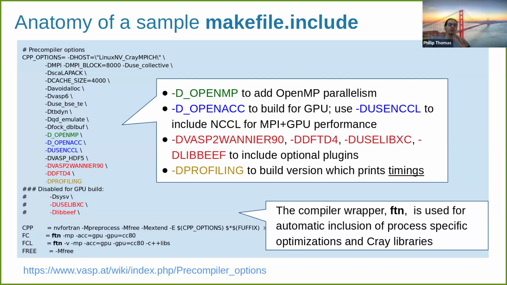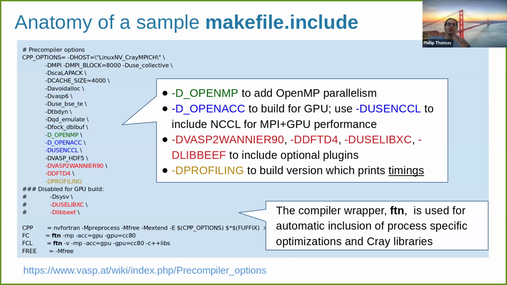The other thing is if you're using plugins such as Wannier90 or DFTD4 or any other plugin, many of these are enabled by precompiler options, so you want to add these in the precompiler section. Another flag that I recommend putting in is the profiling flag, which is used for printing out the timings. Even though adding this incurs a small performance penalty in running the job, I highly recommend it because it can be used to troubleshoot when things go wrong with the performance of your job.